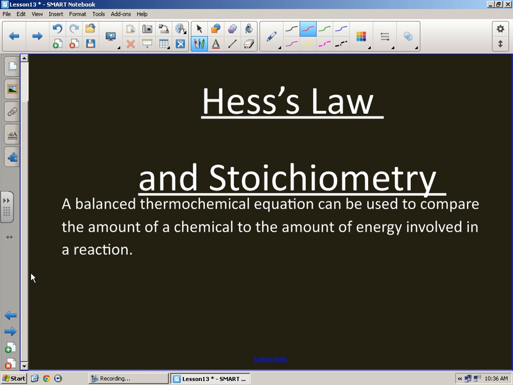Hess's law and stoichiometry, this is nothing new. You guys should be able to do this. In fact, I'm going to get you to do the first question because you should be able to do it, okay? And if you can't, well, then you need to catch up a little bit here and make sure, okay? Obviously, Hess's law and stoichiometry, we've done stoichiometry before. A balanced chemical equation can be used to compare the amount of a chemical to the amount of energy involved in the reaction, okay?